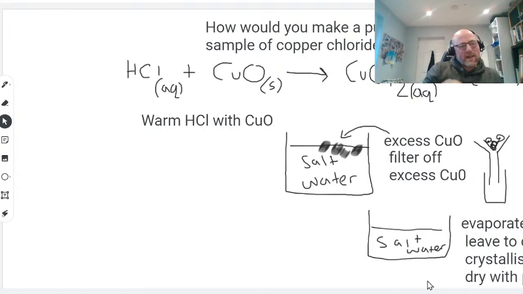What do I mean by that? Well, when you've left it to crystallize, there's still going to be like half a teaspoon of water left there. So refilter that off and then dry the crystals with a towel, and that's crystallization.